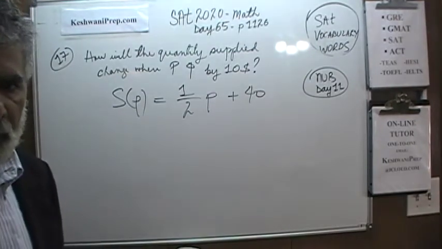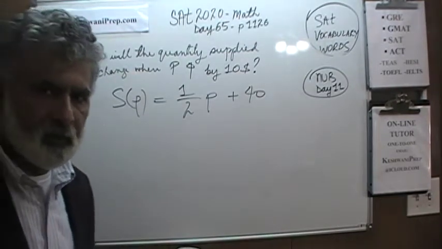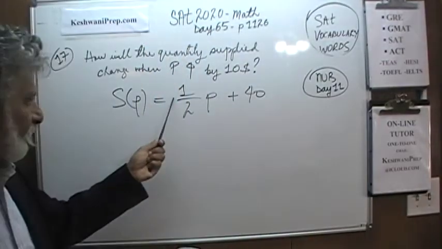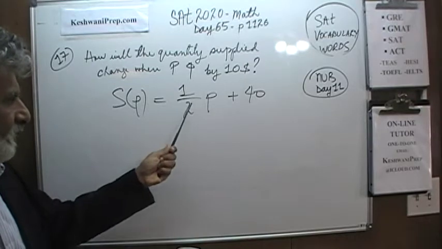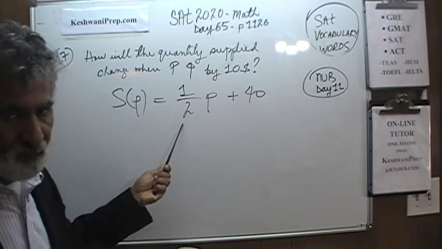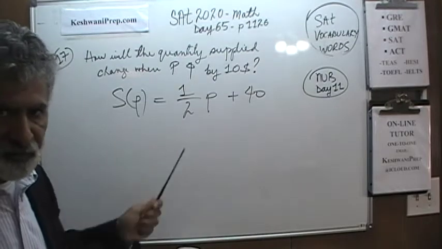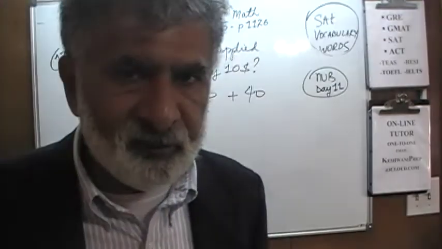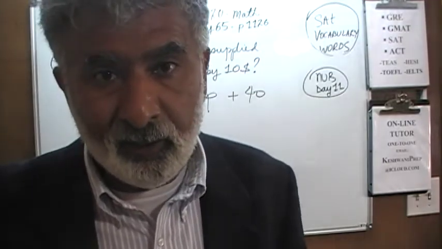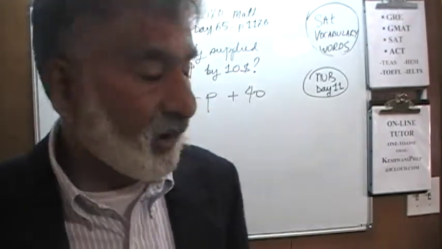We just want to find out how many more units will be supplied if the price were to go up by $10. It tells us the slope is half, which means every time the price goes up by a dollar, the quantity supplied goes up by half a unit. Obviously, it cannot go by half a unit. What it means is that for every $2 increase in the price, the quantity supplied goes up by one unit. Therefore, for an increase of $10, the quantity supplied will go up by 5.